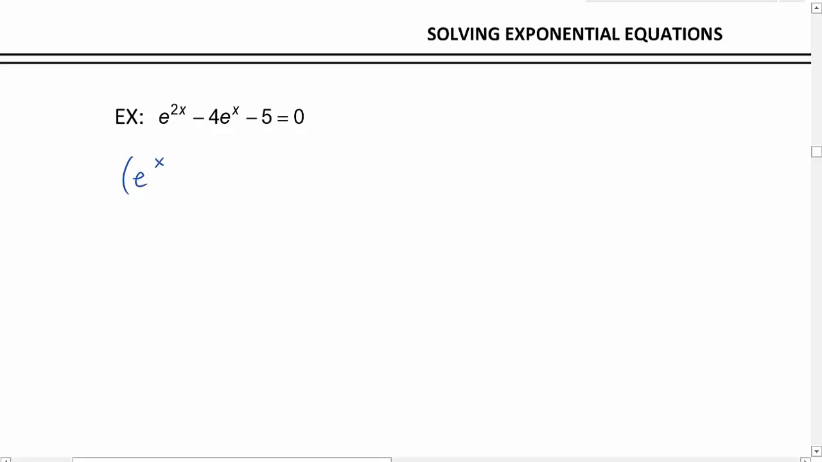We're going to get e to the x's in first position. Hopefully we're comfortable with this by now, but again, if you want to use substitution, please do that. Two numbers that multiply together to give us negative 5, add together to give us negative 4. Negative 5 and positive 1 work. Next, we'll apply our zero product property and set each of these factors equal to 0 and solve those resulting equations.